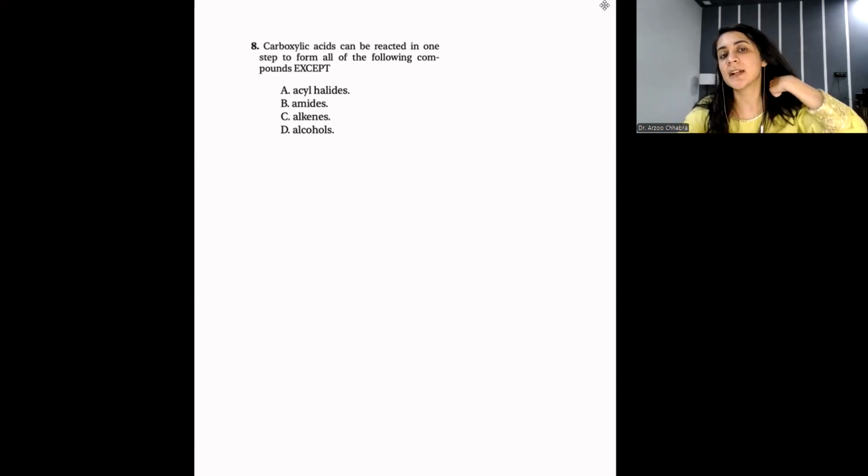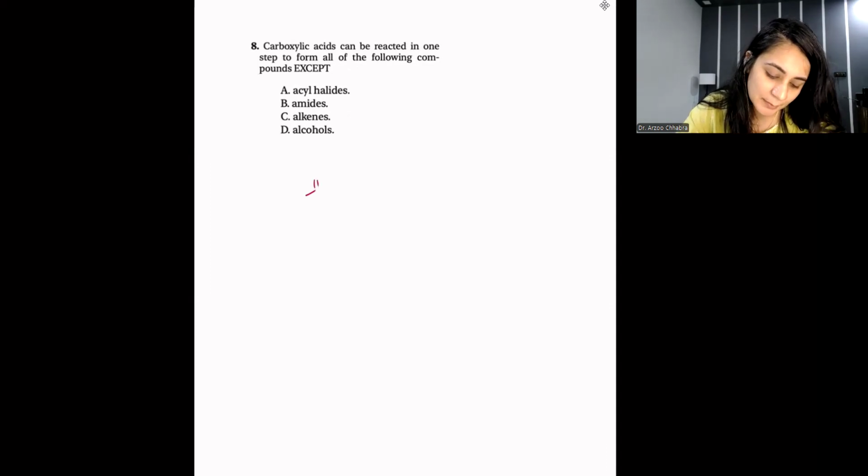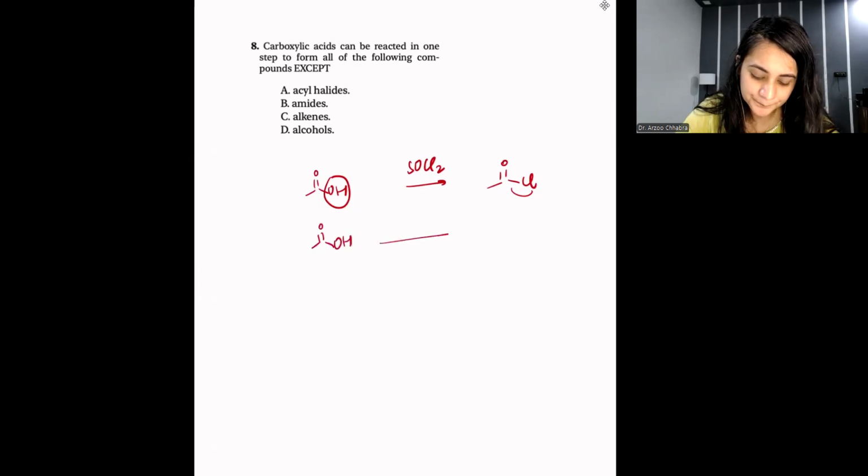Carboxylic acids can be reacted in one step to form all of the compounds except acyl halide. So we can go from carboxylic acid to acyl halide. Yes, that is true. You can convert your OH to Cl, right? The reaction uses SOCl2. You can convert that to an amide. Yes, you can convert that to an amide, right? You would have to use H plus ammonia.